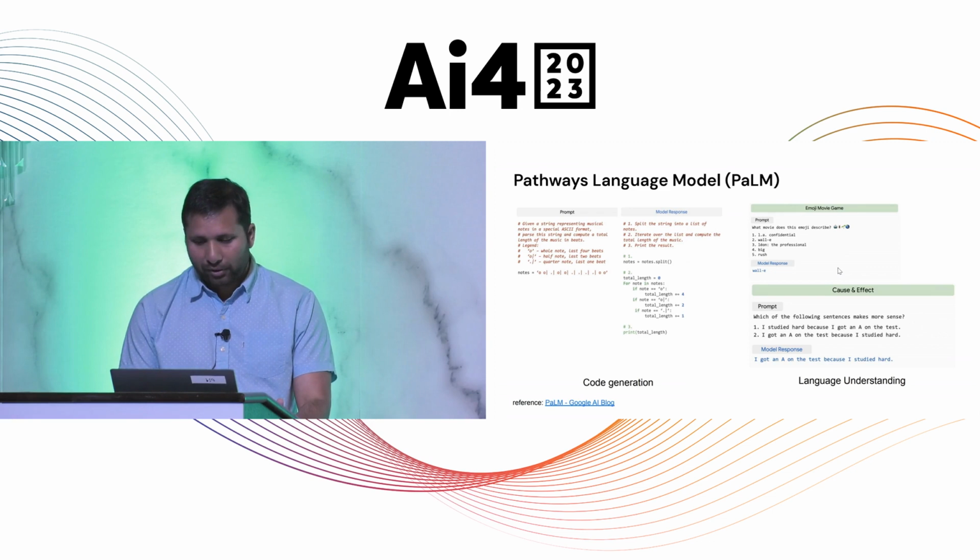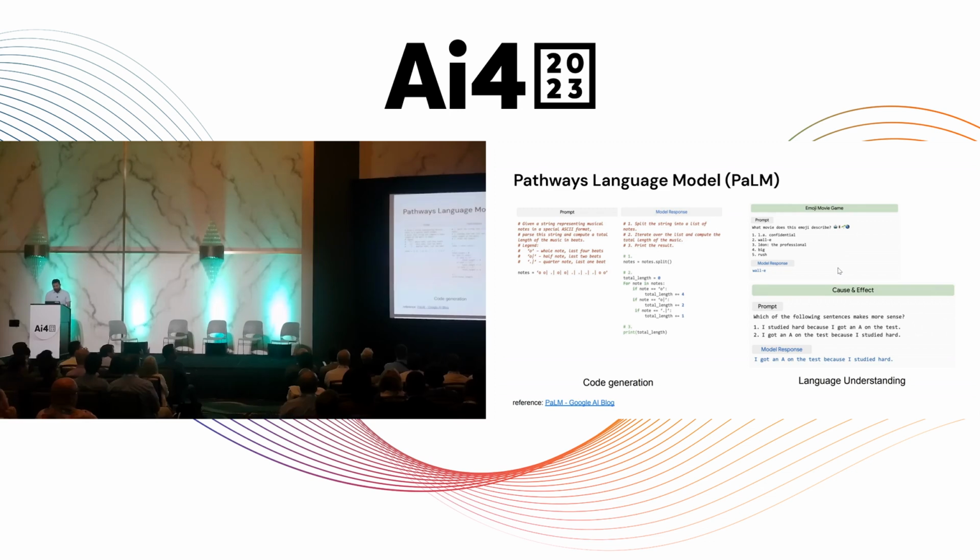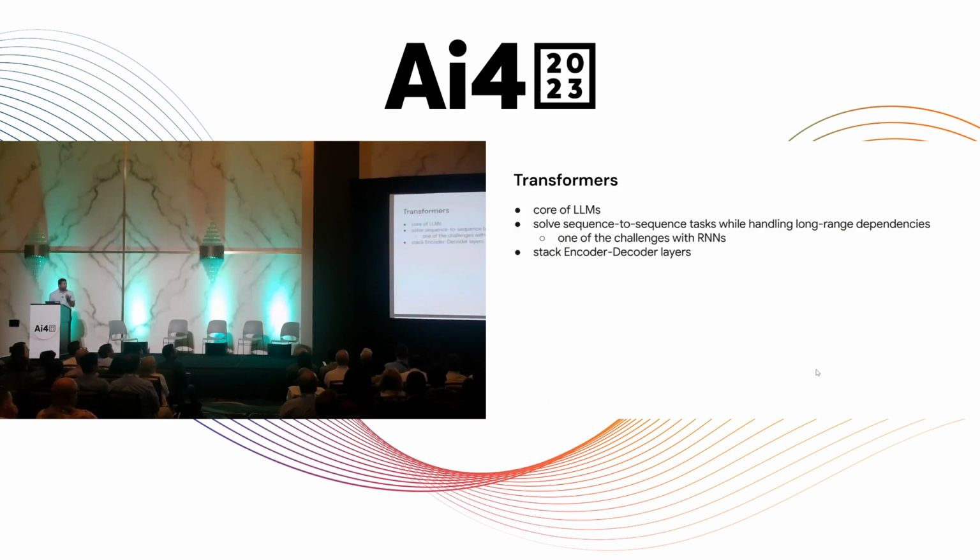And at the bottom left, there is a question that involves some kind of common sense reasoning. So we asked the model which of the following sentences makes more sense: I studied hard because I got an A on the test, versus I got an A on the test because I studied hard. So the model was able to understand the nitty-gritty of the language semantics and respond with the correct answer, which is I got an A on the test because I studied hard. So that's just an example of the Pathways.